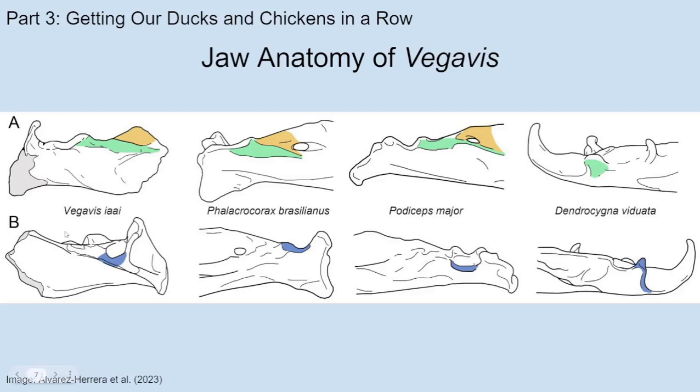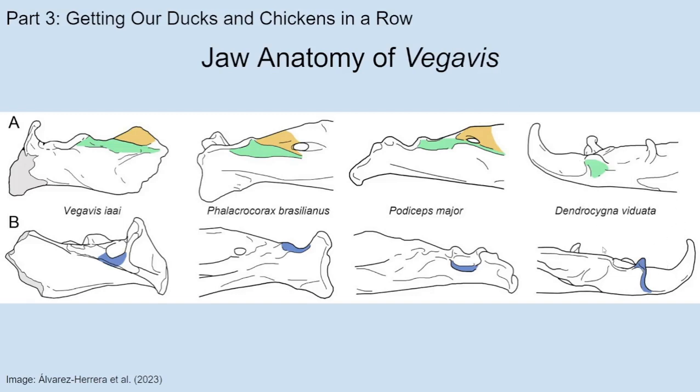And so we have here the back of the jaw in Vegavis compared to Phaethoquornithians, which is a cormorant, Podiceps, which is a grebe, and Dendrocygna, which is a duck. And you'll notice here that the back of the jaw in Vegavis does not look very much like a duck, does it? So, for example, in a duck, there's a very long projection coming off the back of the jaw. You can see this hook-shaped structure at the back.